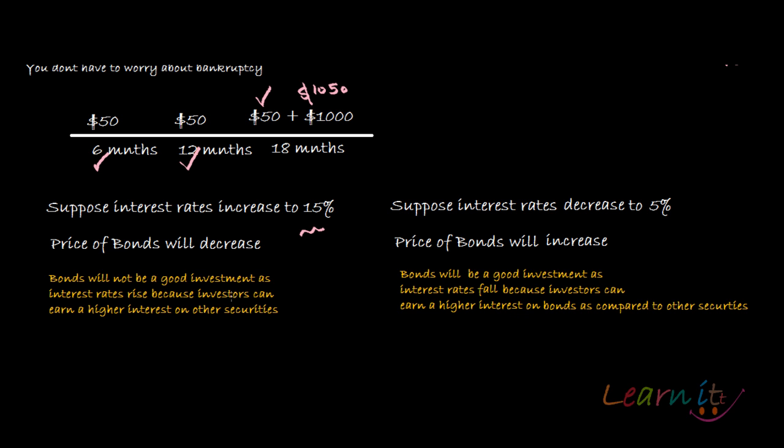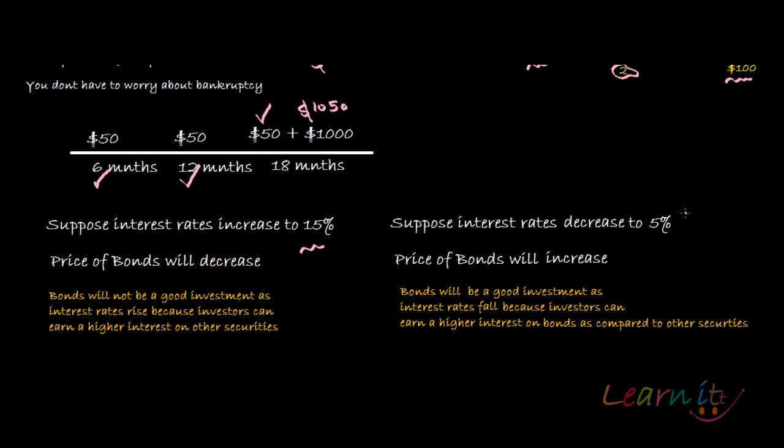While when interest rates have fallen to 5%, this particular bond will be a good investment, because you'll be getting a higher return on this 10% bond as compared to a 5% return on the other securities. So the price of this bond will increase. You get the point? So when interest rates are falling, the price of bonds is increasing. When interest rates are increasing, the price of bonds is falling.